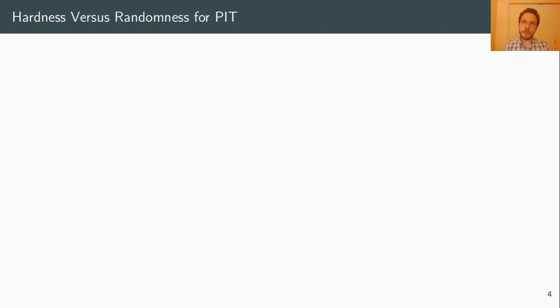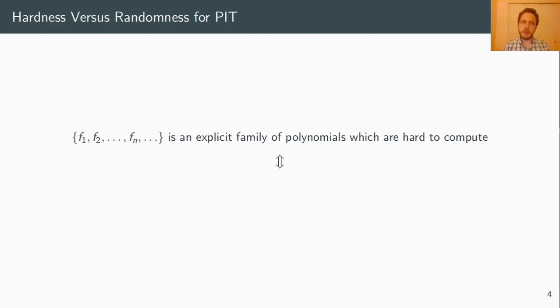And we're going to do this via the hardness versus randomness framework, which is this general paradigm that says we can de-randomize probabilistic computation under circuit lower bound assumptions. So, for PIT, this is going to specialize to the following form. We're going to start with a lower bound against an explicit family of polynomials. And from this, we're going to design an efficient deterministic algorithm for PIT. And I've drawn this arrow going in both directions because the connection does, in some sense, go both ways. But in this talk, we're going to be focusing on the conversion of hardness into pseudorandomness.